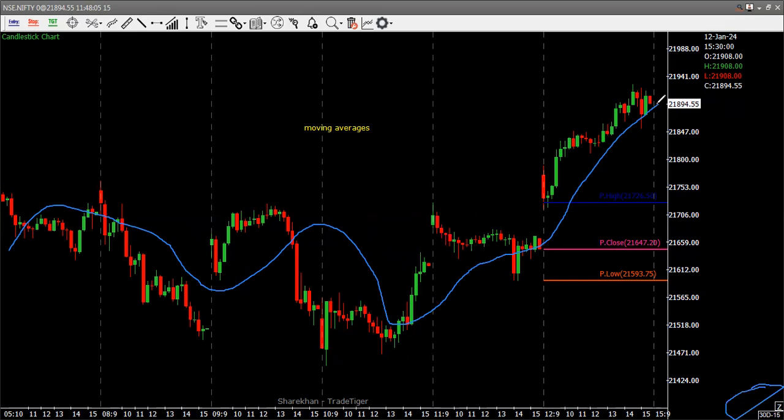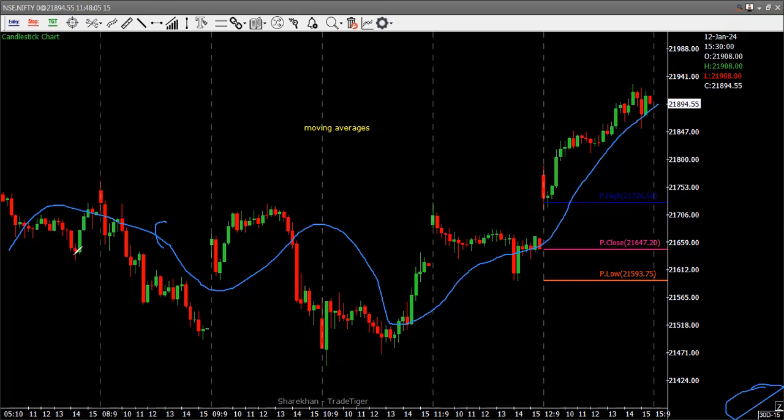Why is it called moving? Because each data point is calculated using the data from the previous period. At this point, the moving average is calculated by the previous data points, because it averages the prior data. The moving average smooths the price data to form a trend following indicator. So this is a trend following indicator.